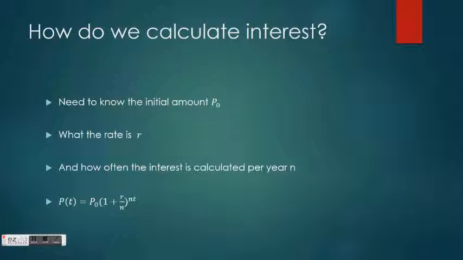The principal at time t, so the P of t, is equal to the initial principal times 1 plus r over n. So r is again our rate, divided by how often it gets compounded, raised to n times t. Be careful about putting this into your calculators, because if you just do 1 plus r over n in parentheses raised to nt, it could raise it to n and then multiply by t, which we do not want. We want the n and t in the exponent. So make sure you keep those together.